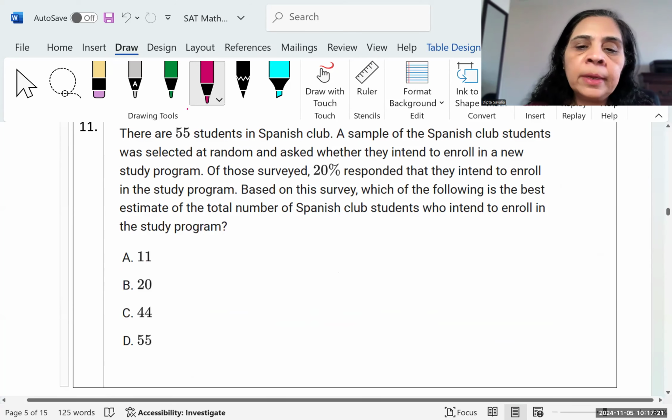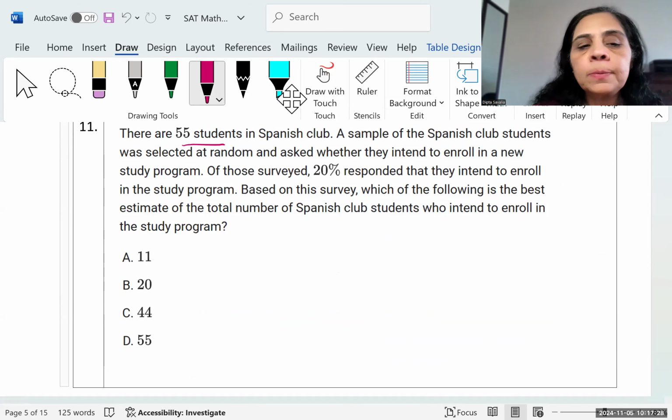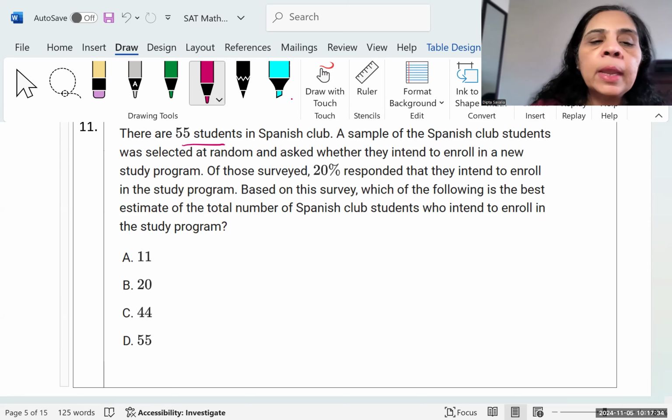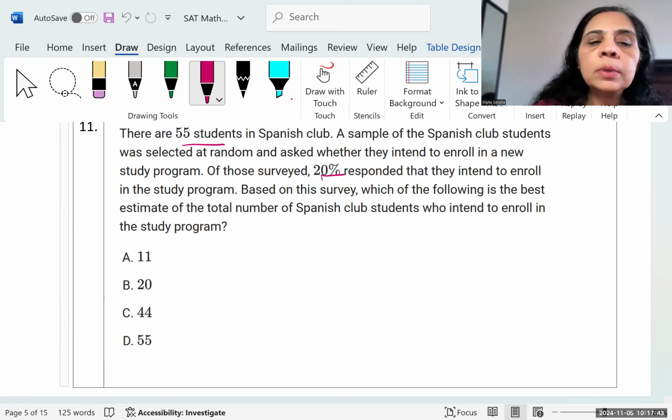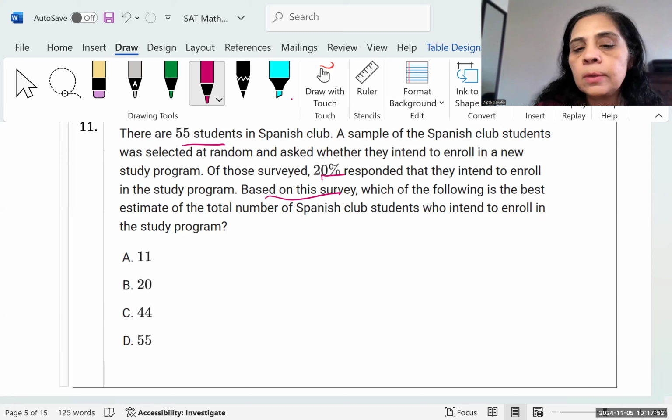All right, number 11. There are 55 students in Spanish club. A sample of Spanish club students was selected at random and asked whether they intend to enroll in a new study program. Of those surveyed, 20% responded they intend to enroll in the study program. Based on this survey, which of the following best estimates the total number of Spanish club students who intend to enroll?